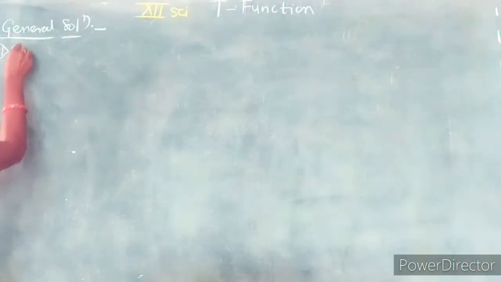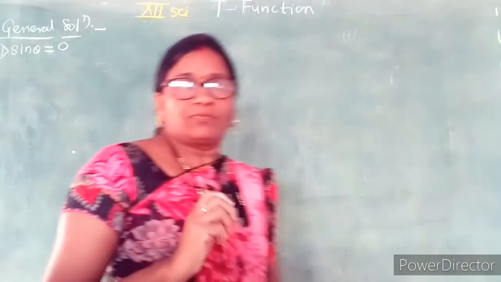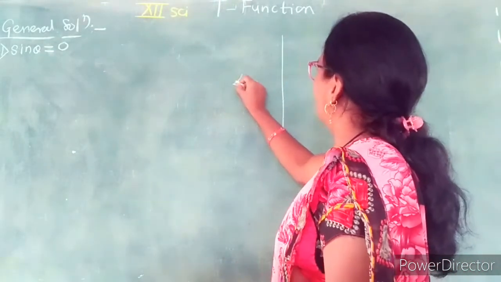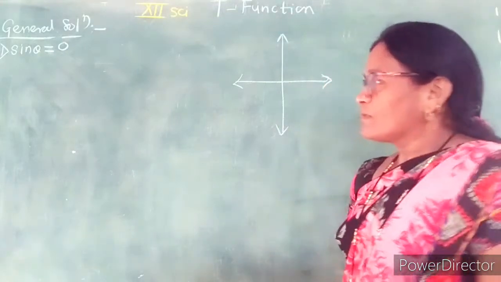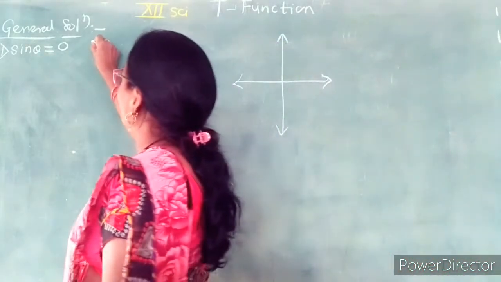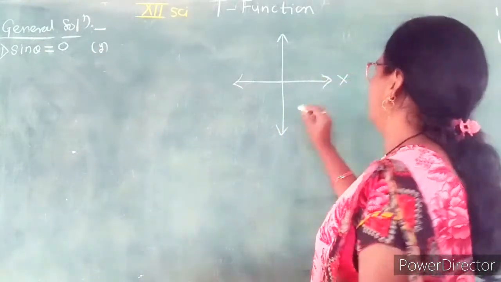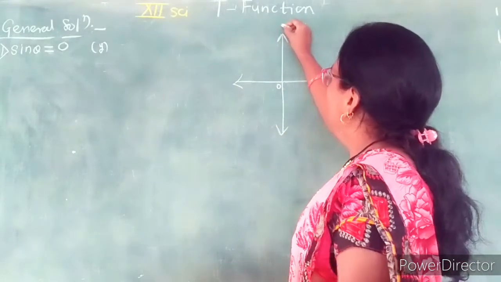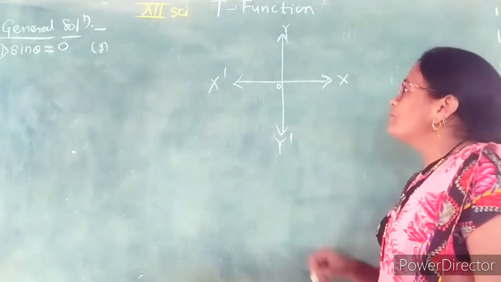Now we take trigonometric equations. For the first equation, sin theta equal to 0. Suppose this is the plane of the Cartesian coordinate system. When the value of the sine ratio is 0, remember sine always depends on y, so the value of y is 0, which means we are along the x-axis.